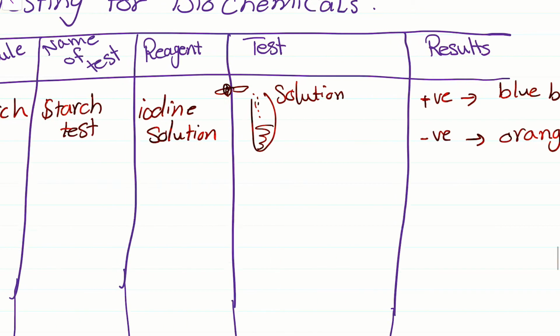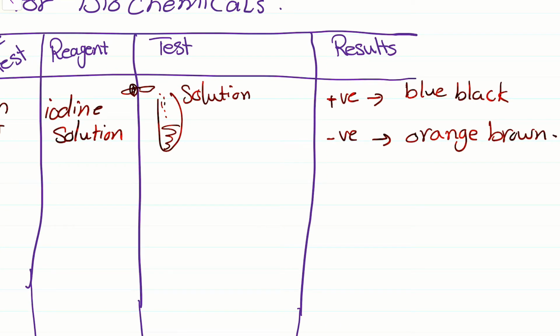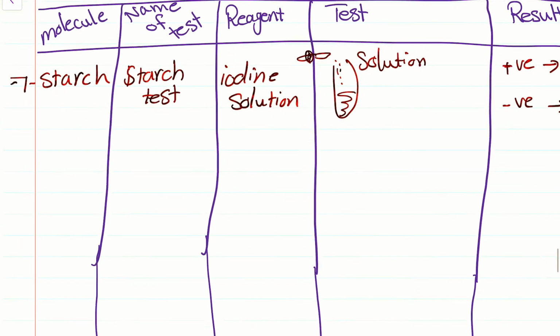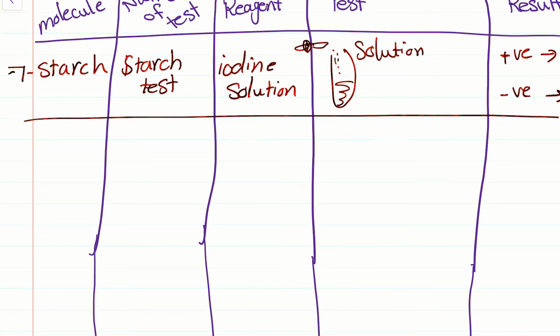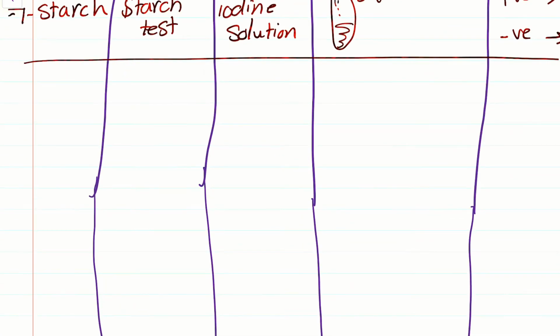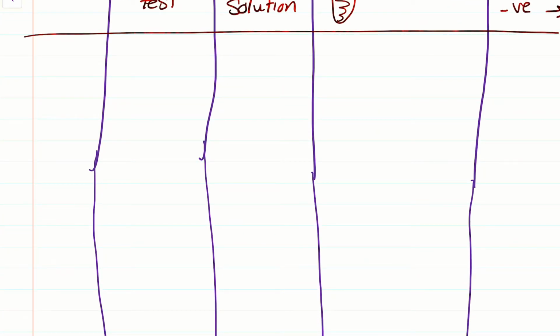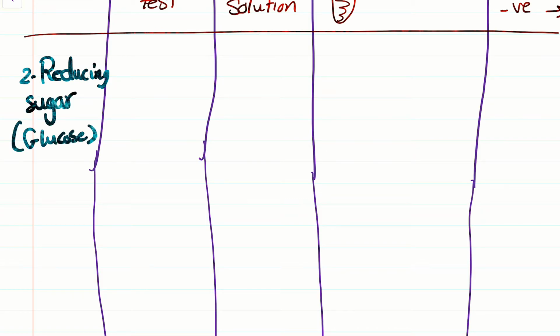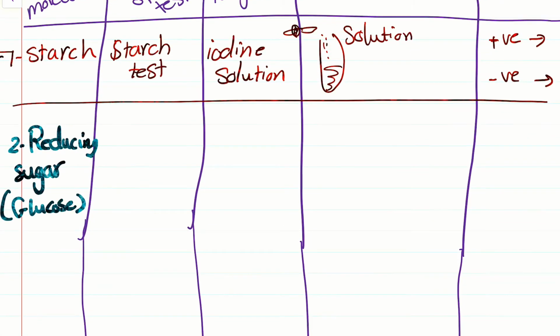Very easy. So how can we indicate if the starch is found in the solution or not? By getting the solution, adding a few drops of iodine solution, and then testing the color. Secondly, we have reducing sugar or glucose.